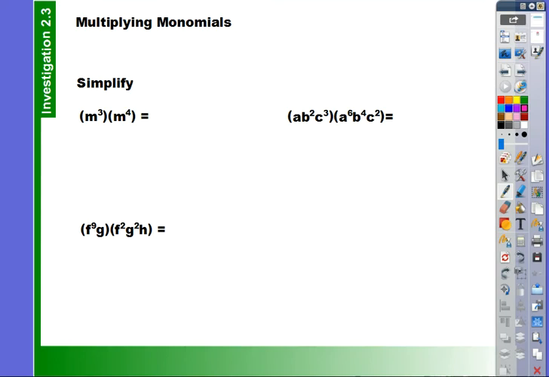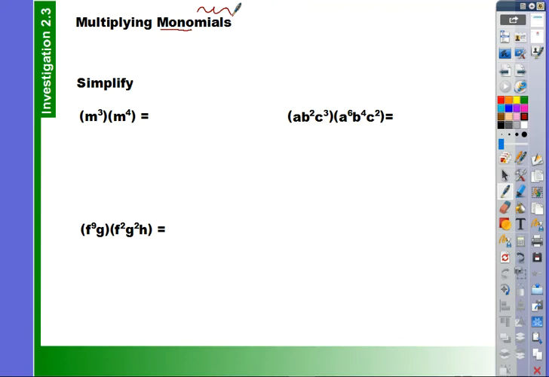So we're going to talk about multiplying monomials. But before we do that, I want to talk about what is a monomial. If I look at the word monomial, we see the prefix mono, which means one. Nomial means term. So a monomial means you have one term. That's what we're talking about, monomials. And we're going to be multiplying two monomials together.